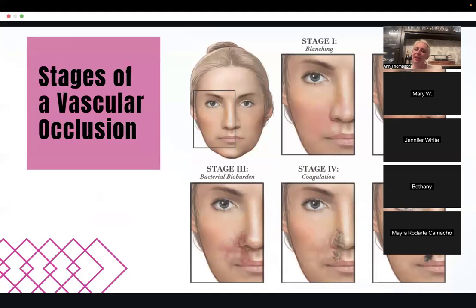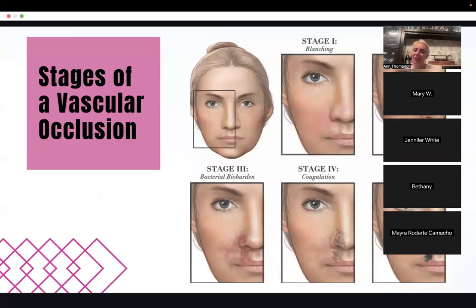So let's talk about the phases of a vascular occlusion. On average, each phase is around 12 hours or so. The very first phase is going to be blanching. The second phase is going to be a reticular lacy pattern. This is where you have some erythema and some blanching, and it will follow the vessel.